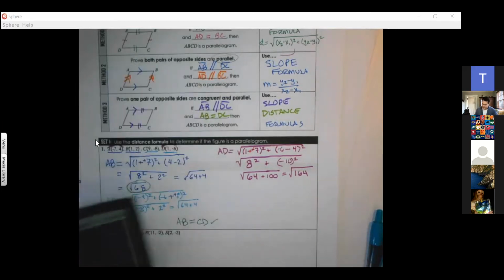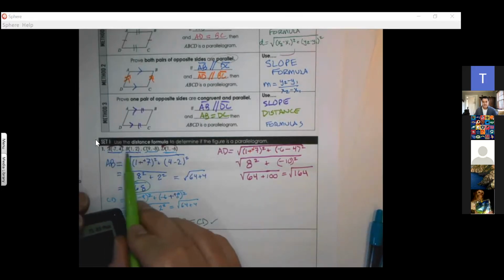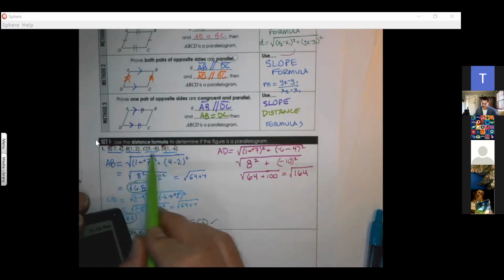And what's the other side we want to do? So we did these two, A and B, and we did C and D because that's the other pair. Now we just did A and D. So what's the last one we want to do? Is it B, C? Good.